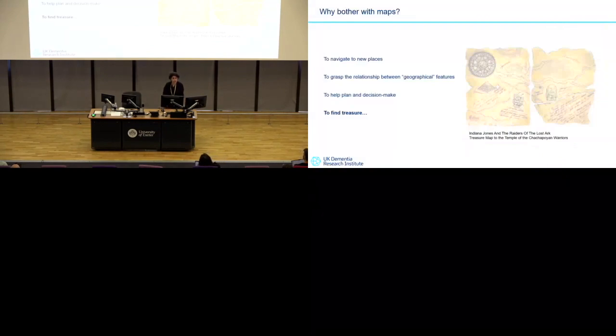So I thought I'd start with the question of why we bother with maps at all. Partly this was an excuse to put an Indiana Jones and the Raiders of the Lost Ark map up, but it does genuinely have some meaning beyond that. I think we've heard a lot about different kinds of mapping during the day. We map because we want to navigate to new places, because we want to grasp the relationship between different areas of the genome, things like contact points between enhancers and promoters. We also map to help plan and make decisions. And most of all, we map to find treasure. Treasure in this case is treatments.